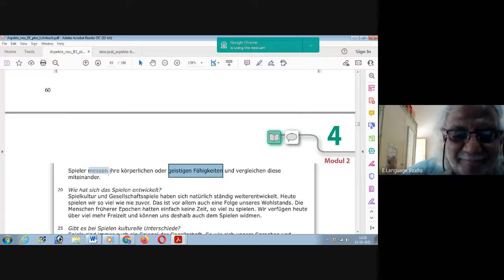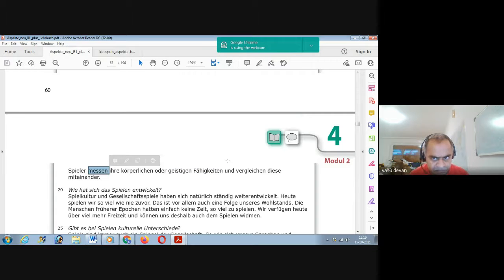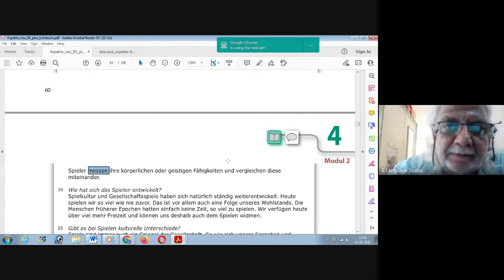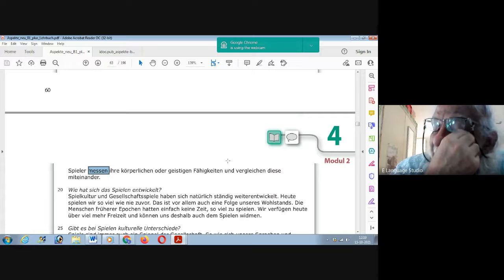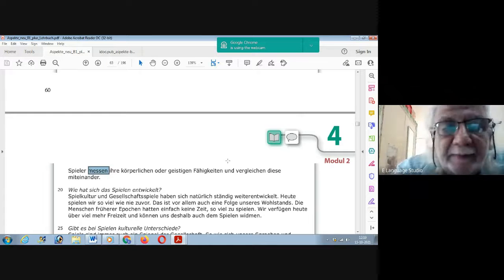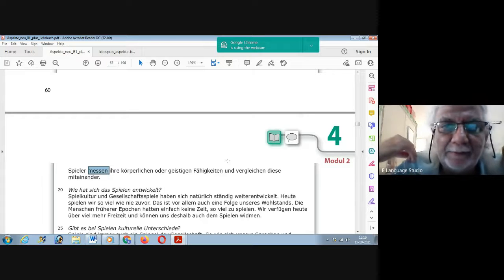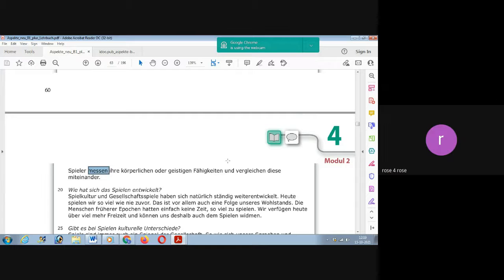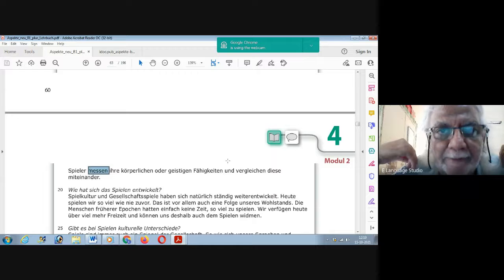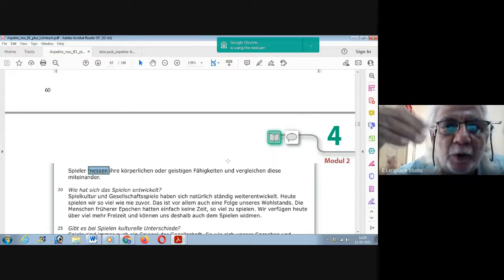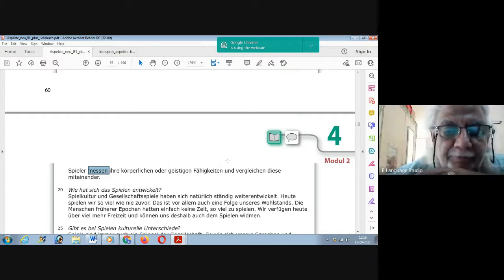Was ist messen? Measuring. Messen, Maß, gemessen. Messen ist Präsens, Infinitiv, Maß, Präteritum, gemessen, das Partizip 2. So, Spieler messen ihre körperlich, physical strength. Physical, bodily, literally, Körper, their Körper is body. Körperlich, bodily, of the body, adjective.